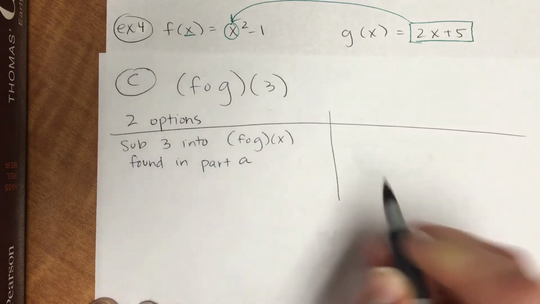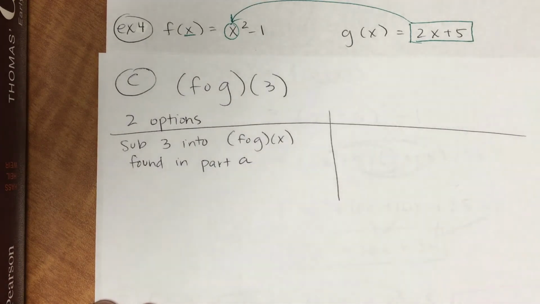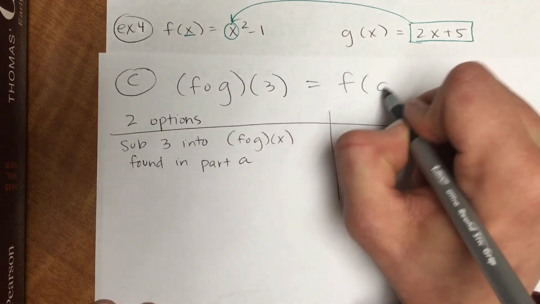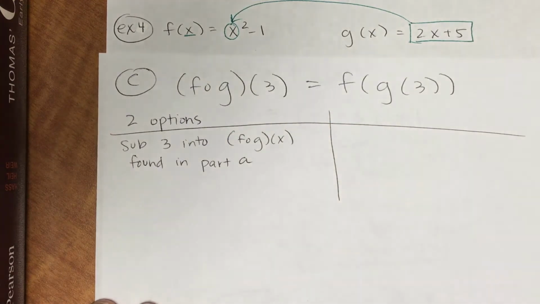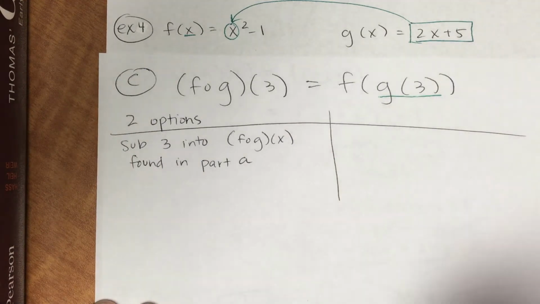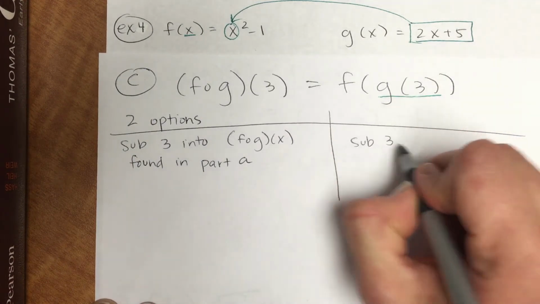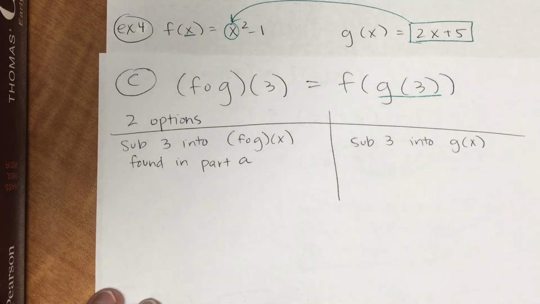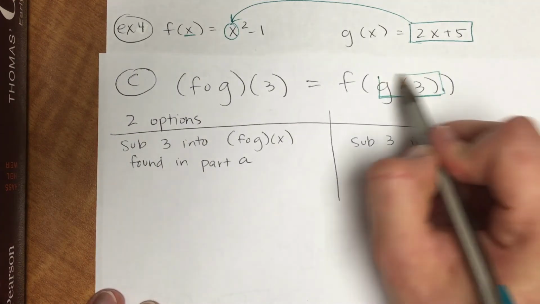Or if you don't know what your composed function is, sometimes that's a lot more work. I can think of this as f(g(3)). And so I can figure out g by subbing 3 into g, and whatever answer you get out of that is what you're going to sub into f.